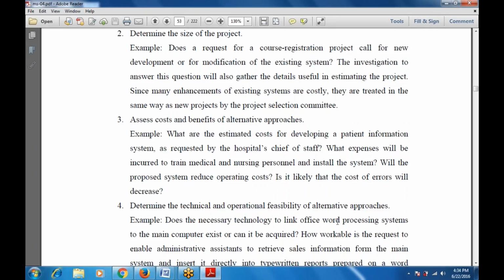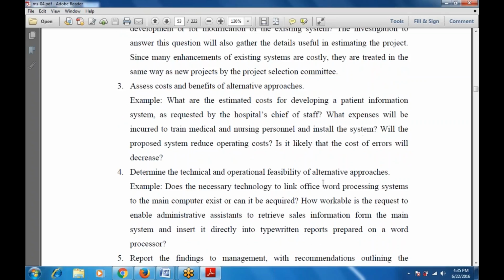Then determine the technical and operational feasibility of the alternative approaches. That means what tools and techniques are required for building a system, that is the technical feasibility. Operational means how it operates, whether it is operating at the user desk or at the analyst end. That is the operational feasibility. That means how it operates. So this is given as an example.